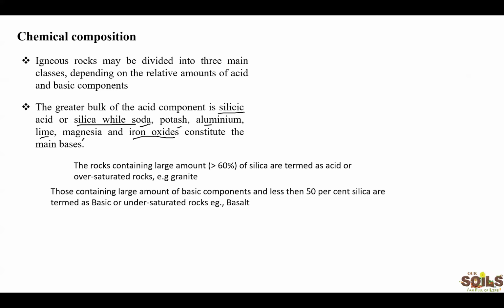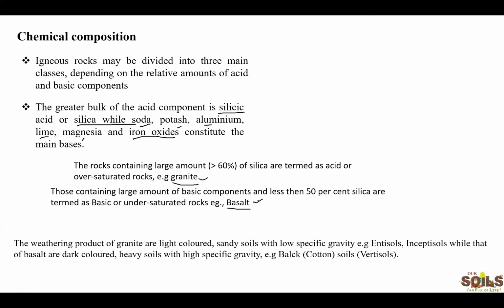So if it is less than 50%, it's called basic rock. Example for the acid rock is granite. Example for the basic rock is basalt. And remember, this granite is an intrusive rock. This is an extrusive rock. Remember this. It might be useful for your further studies.